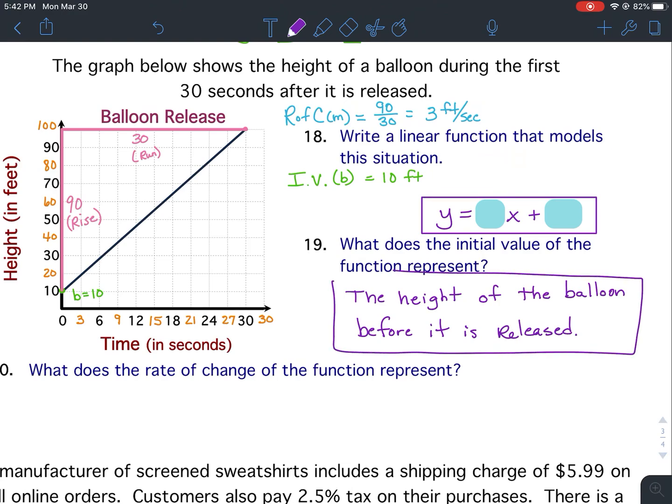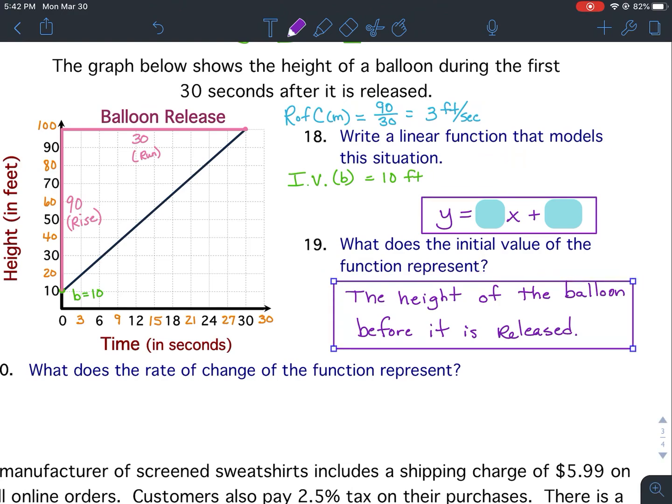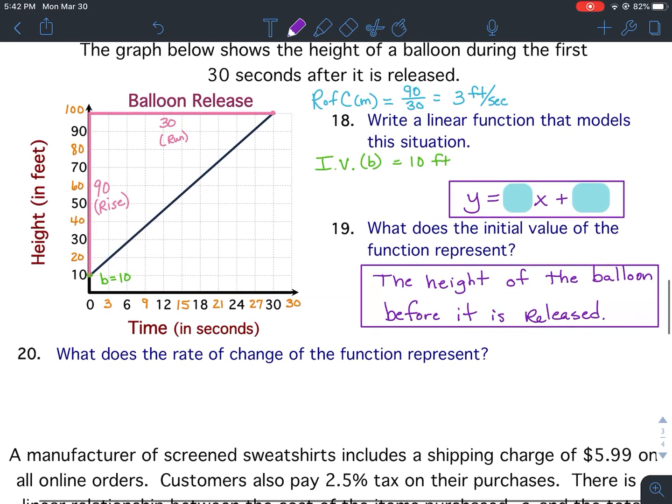Let's try that again. So the initial value is the height of the balloon before it is released. The rate of change, the 3 feet per second. Think about this. Since it's a positive slope, your balloon is rising, and it's rising at a rate of 3 feet per second. So the rate of change is the number of feet the balloon rises per second.